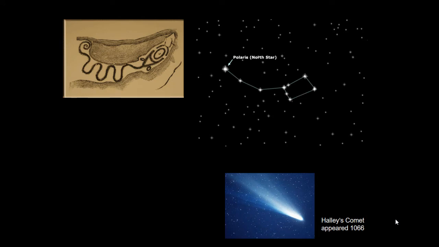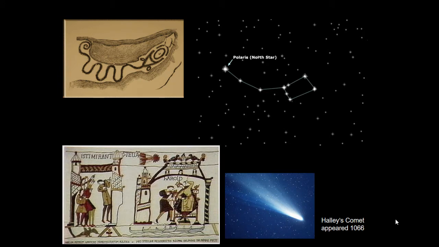in 1066 would have been a very close pass to the Earth. It would have been this big, bright phenomenon in the sky. And I like that theory. It kind of led me on a fun little rabbit trail of other appearances of Halley's Comet in art. It appears in medieval works of art, especially.